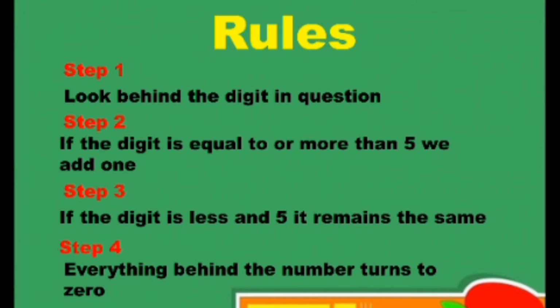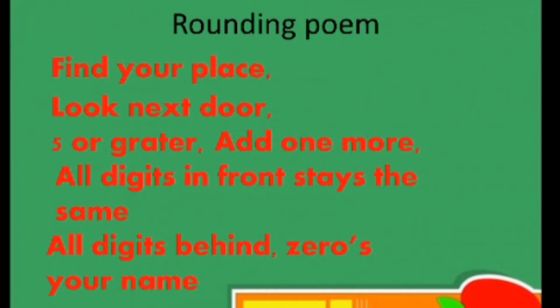I know you're probably saying 4 steps is so hard to remember, but don't worry, there's a rounding poem. So I want you to read this with me. Find your place and look next door. 5 or greater, add 1 more. All digits in front stay the same. All digits behind, 0 is your name. You think you can remember that?